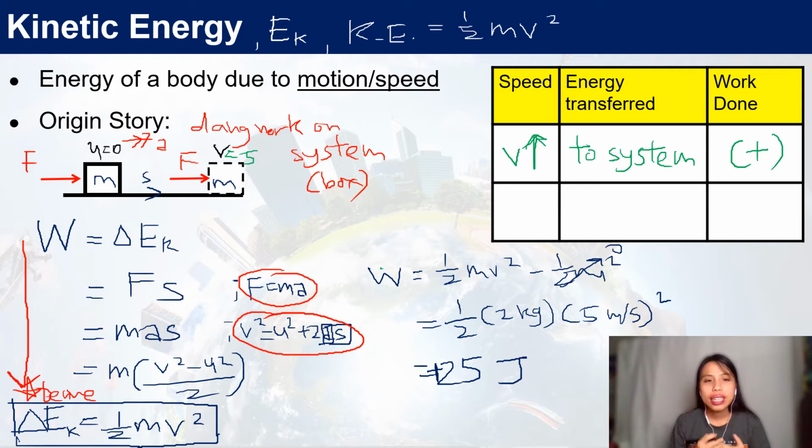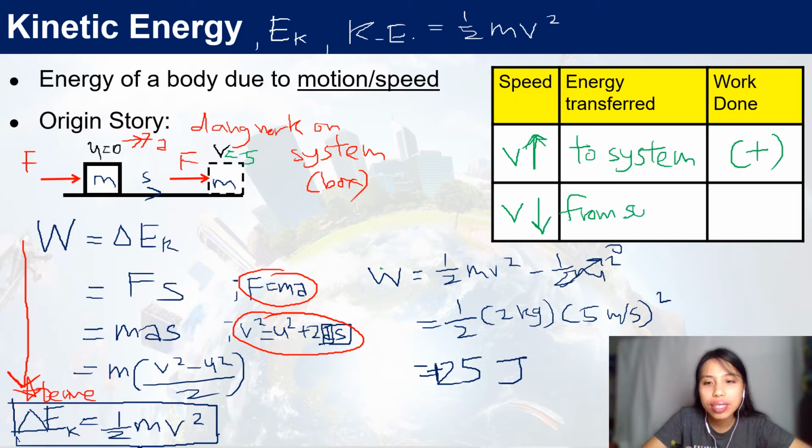So what if there is a force that makes it go slower? This one we'll save for later. It's something to do with friction. But if your box is getting slower, oh no, it's losing kinetic energy. So we can say energy is transferred from the system. Some kind of force is taking that energy away. So if you calculate the work done by that force, it's going to be negative in that case.